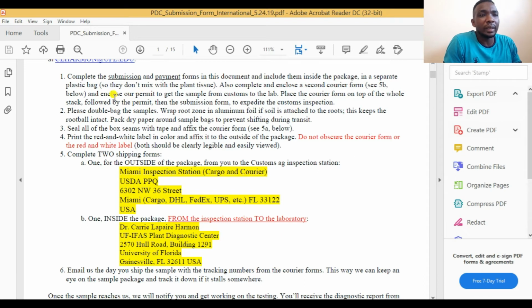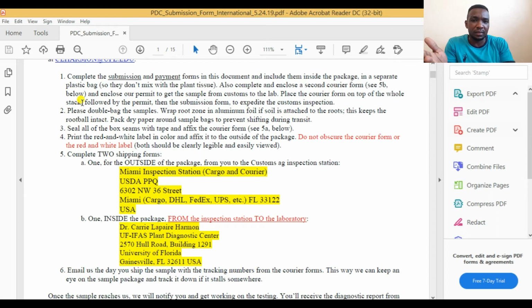So what this document is saying is, when you put your sample in the box, or if you are using a FedEx box, and if you watch my previous video, you would have seen how I sent it. You would have seen that I put mine in a FedEx box because it was large enough. So I put the sample that I wrapped and put in the bag. Here they say place the courier form on top of the whole stack. The courier form is the form where you fill out the international airway bill. I think that is what it is called.